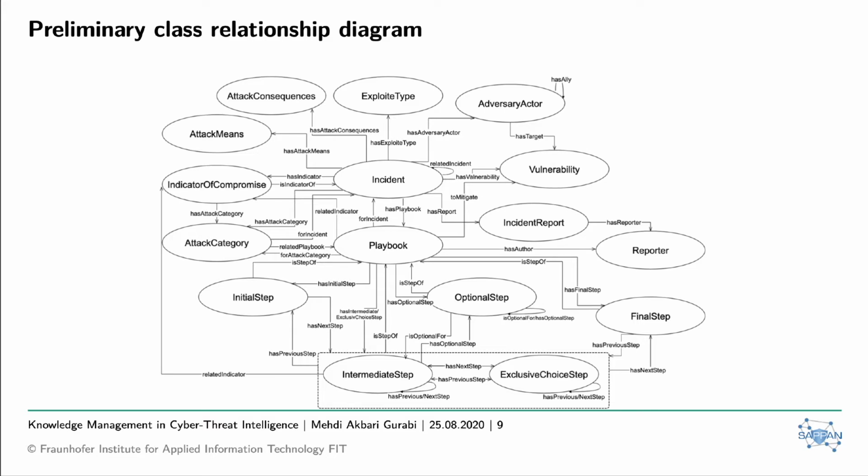The steps are connected by has next step and has previous step properties, and optional steps are connected to intermediate steps by the has optional step property. Exclusive choice steps are used for decision steps and also enable exclusive branching.